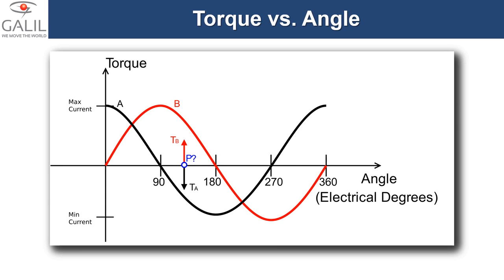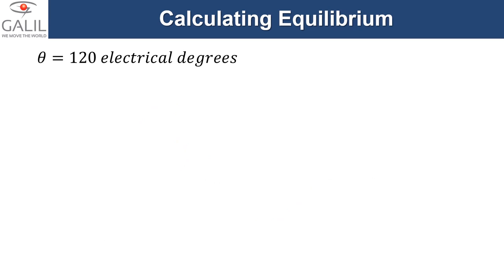For each unique combination of current through each of the phases, you will end up with a unique torque component from each phase. Notice at point P, the phases are equal and opposite. There will be one and only one position in the electrical cycle where the two torque components are balanced. Let's take a look at how this would work with an example.